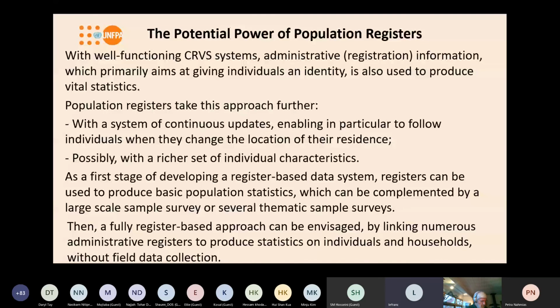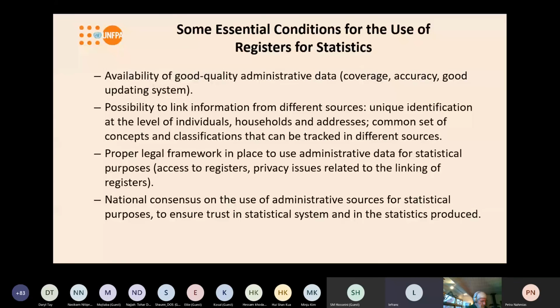Now, of course, there is a number of essential conditions for the use of registers for statistics, and that's going to be the next slide. The first one is that you need good quality administrative data in terms of coverage, in terms of accuracy, in terms of the quality of the updating system. As we heard from the Norwegian example, that's key to making the register useful as a register for statistics.